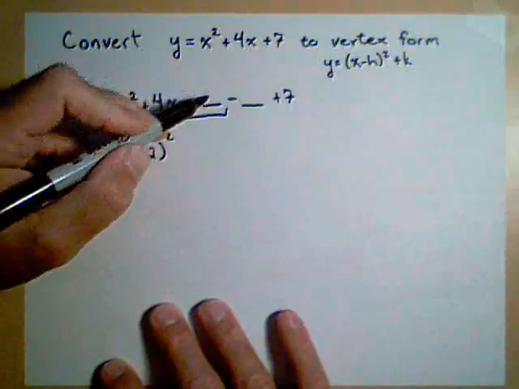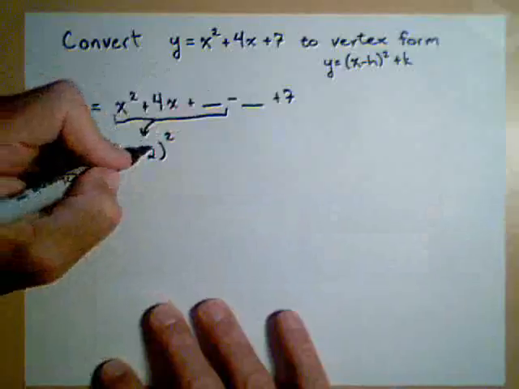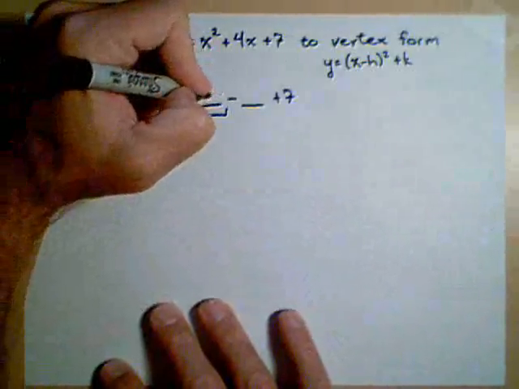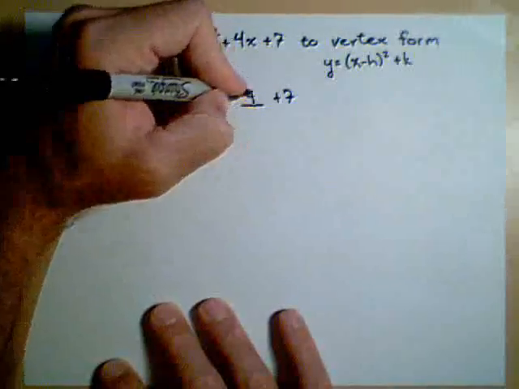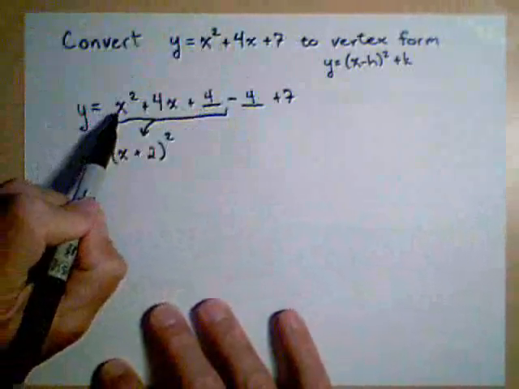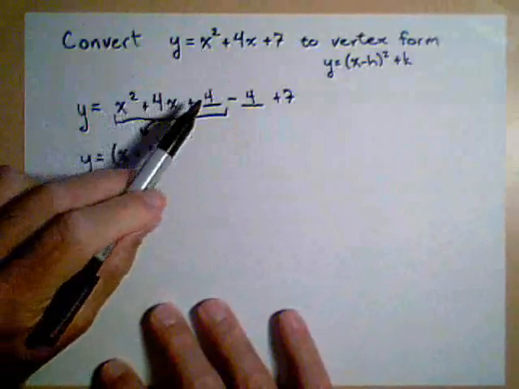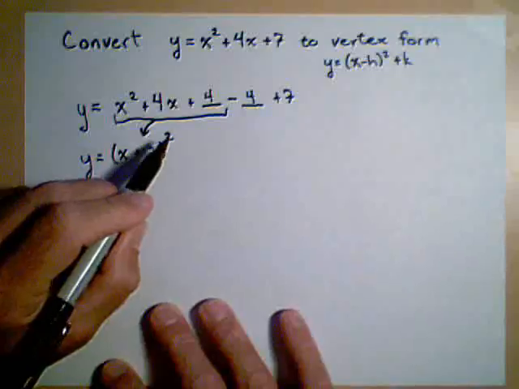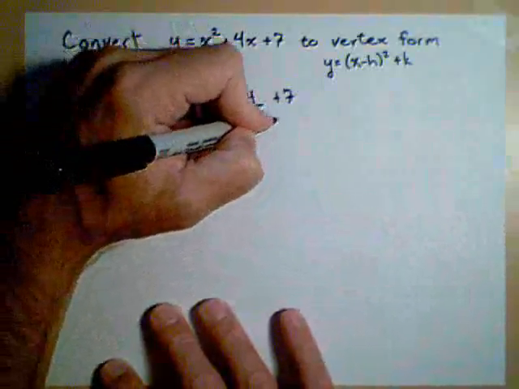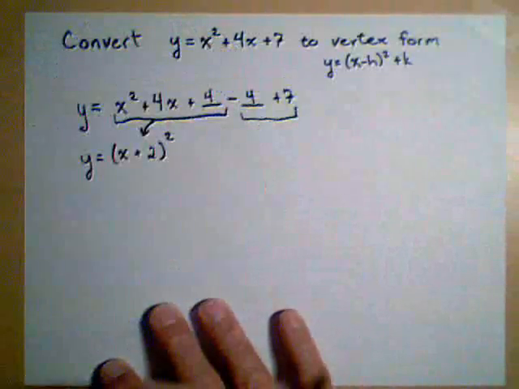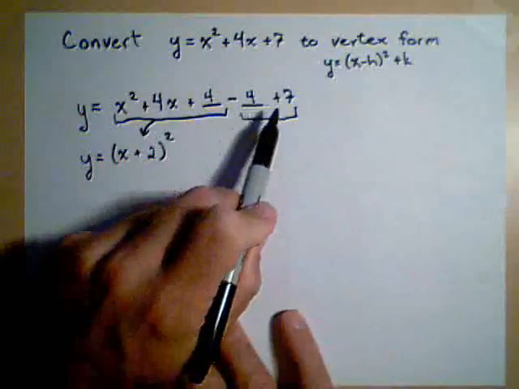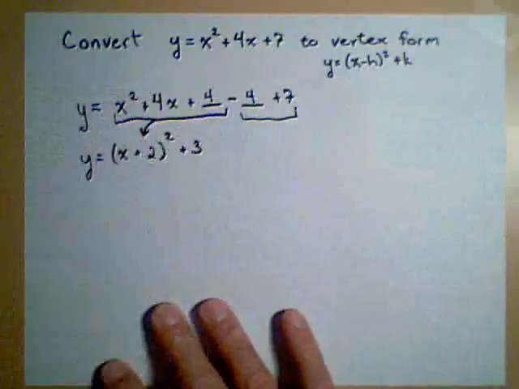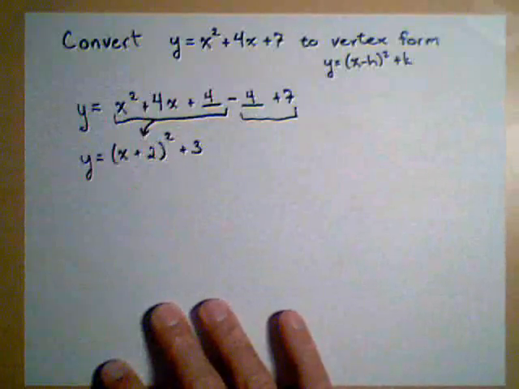So the question is what goes up here? Well, we take this number and we square it. 2 squared is 4. So we put a 4 there and there. And if we look, x squared plus 4x plus 4 factors into x plus 2, the quantity squared. Now we have to take care of this part here as well. We have a negative 4 plus 7, so plus 3, and we are now in vertex form.